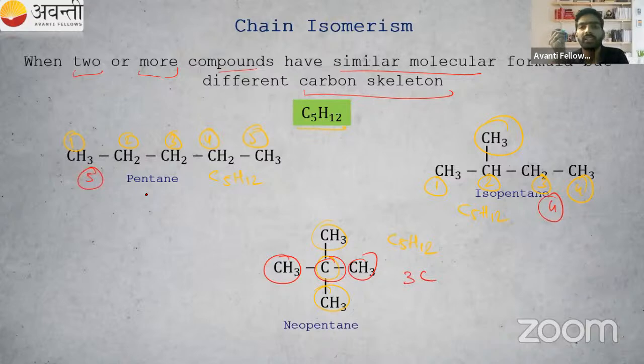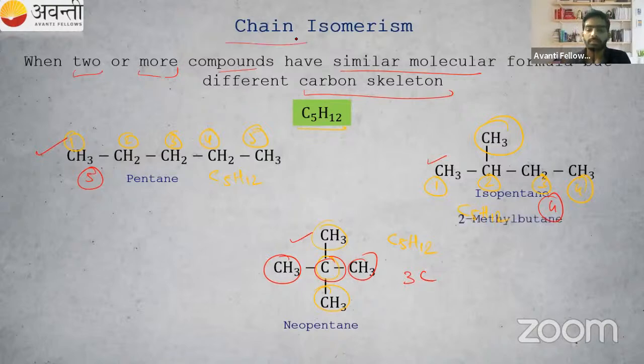The only difference coming is in the chain, that is chain length. In the first compound, the chain length is bigger, in this one a little bit shorter, and in this one even shorter, but the connectivity is such that there are more branches. So if there is a change in the chain, that means a difference in the chain length of the carbon, then it will come under chain isomerism. Okay, now going on to the next.